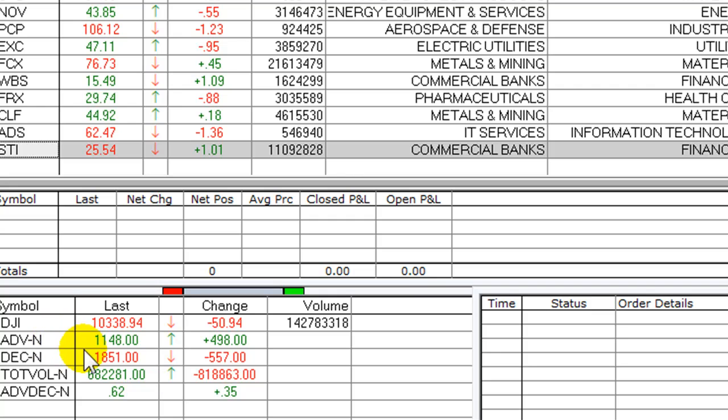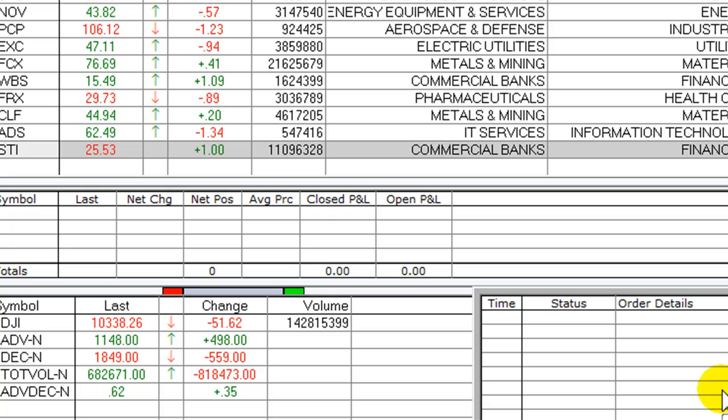Down below that, I've got some market internal data. This is the stuff that I follow, just what's going on the Dow, how many advancers, how many decliners, what's the total volume, and what's the advance decline ratio. I consider that all very important. Lets me get a feel for what's going on in the market, put some color in what's happening. And then this window provides me with status on any open orders that I may have just placed.